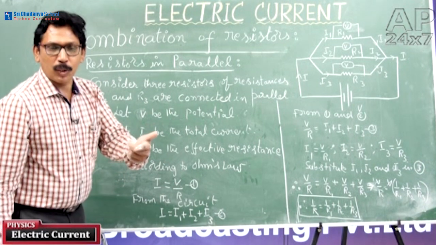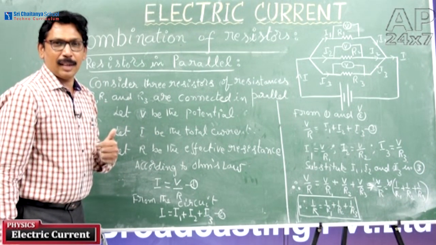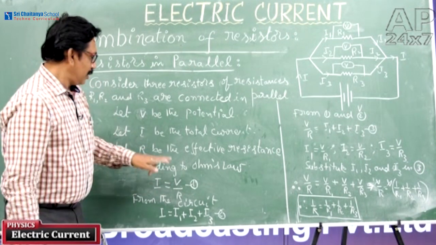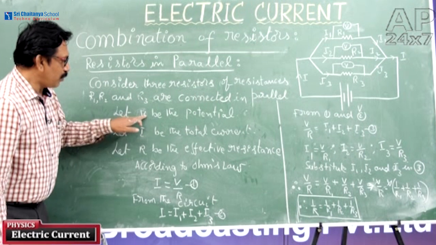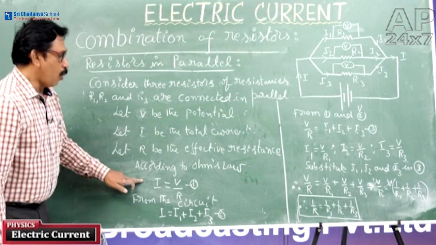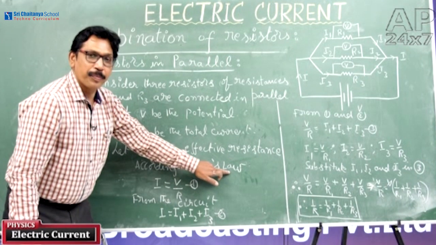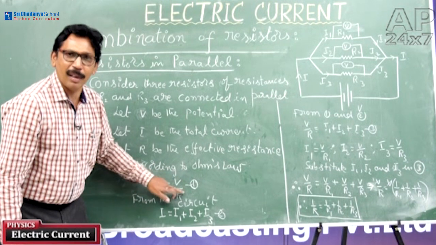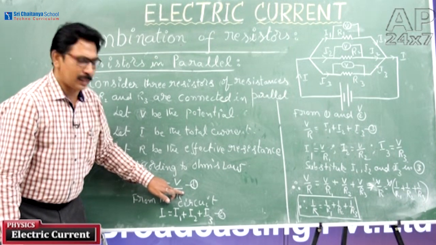Let I be the total current. Let R be the effective resistance. Don't get confused, students. It is simply Ohm's law: V is equal to IR. Now, according to Ohm's law, as I is what we are dividing, I am making it the subject. I is equal to V by R. I took this from the magic triangle.